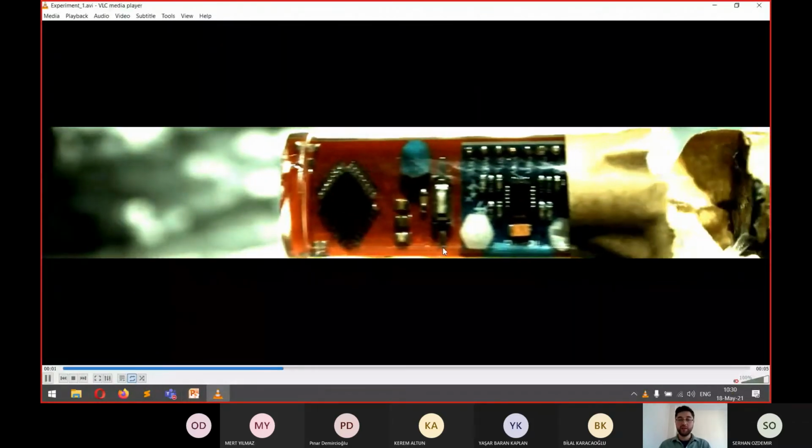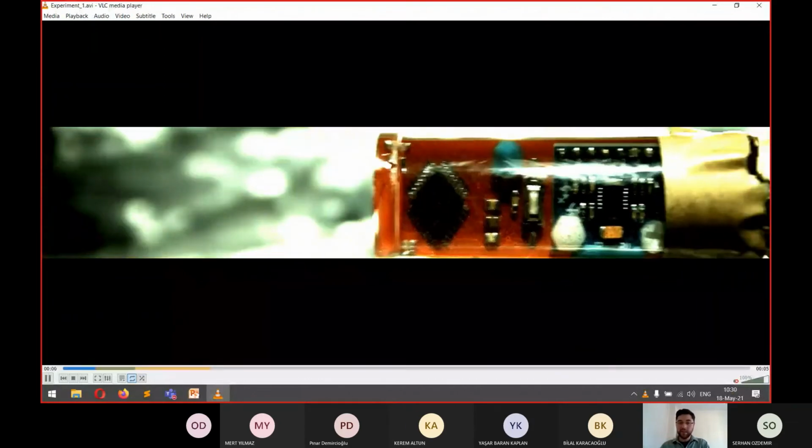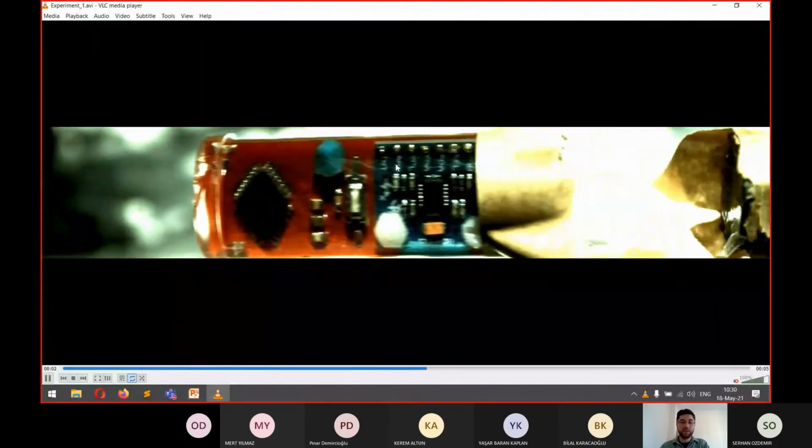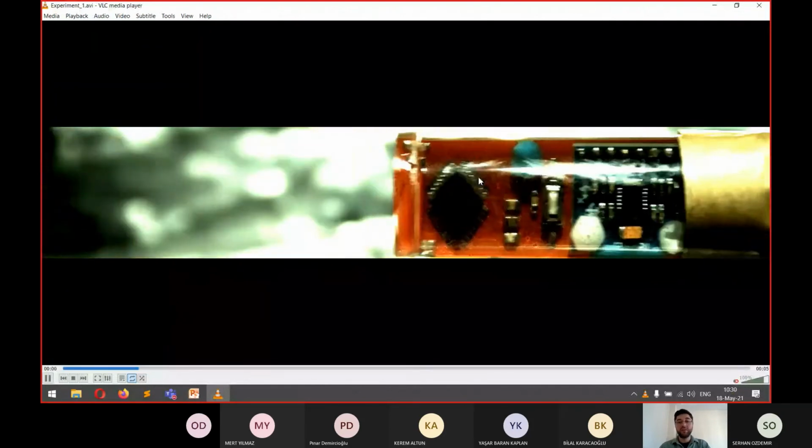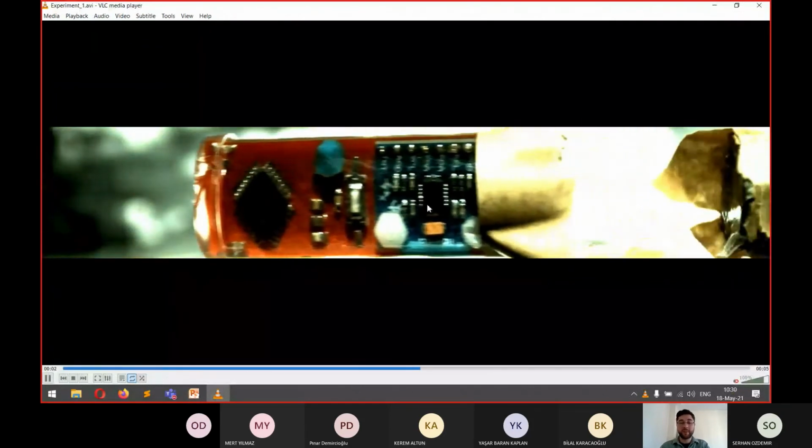In experiment 1, I use this model. This specimen is molded with epoxy cone to hold everything together. And this is the footage of 14,000 G. As you see, nothing happens to the specimen.